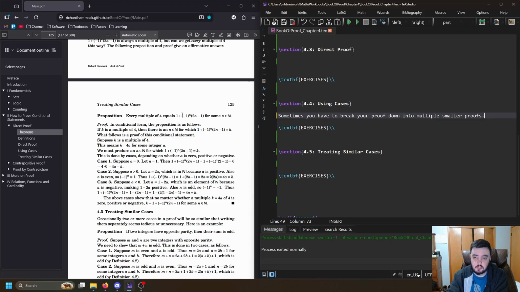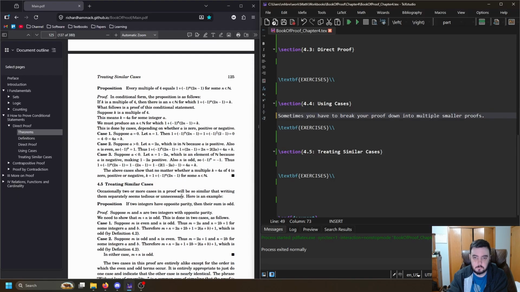Every multiple of 4 equals this equation for some n in the natural numbers. Fine, let's go through it. It's not like we have much more to do. In conditional form, the proposition is as follows. If k is a multiple of 4, then there is an n in the natural numbers for which 1 plus negative 1 to the n times 2n minus 1 is equal to k. What follows is a proof of this conditional statement.